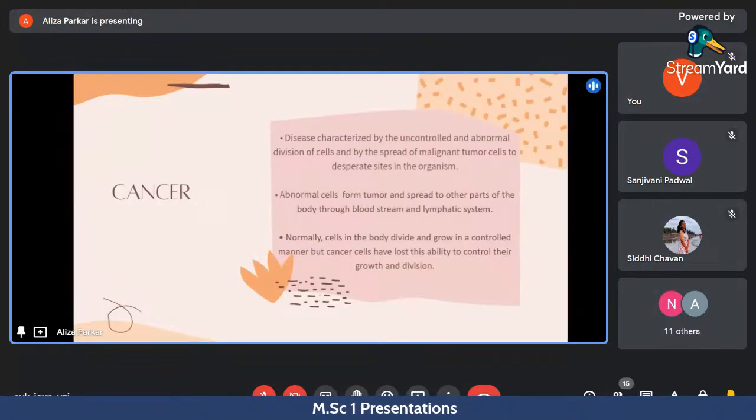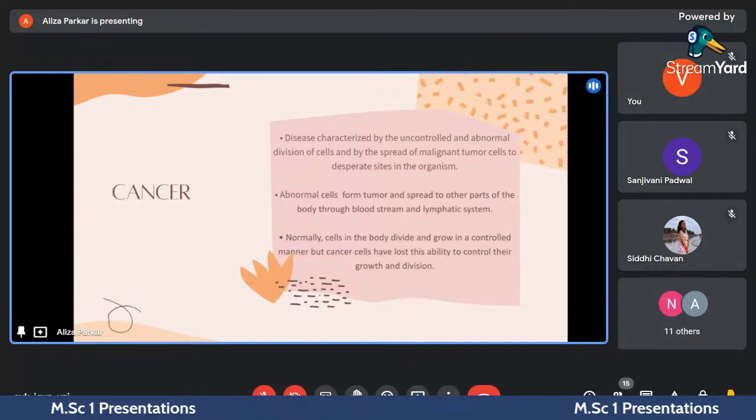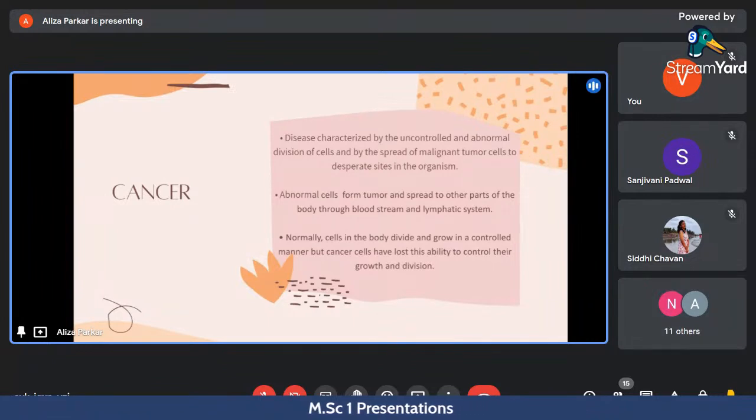Cancer. Cancer is a disease characterized by the uncontrolled growth and spread of abnormal cells. These abnormal cells can form tumors, invade nearby tissue and organs, and spread to other parts of the body through the bloodstream and lymphatic system. Normally, the cells in the body divide and grow in a controlled manner, but cancer cells have lost the ability to control their growth and division.